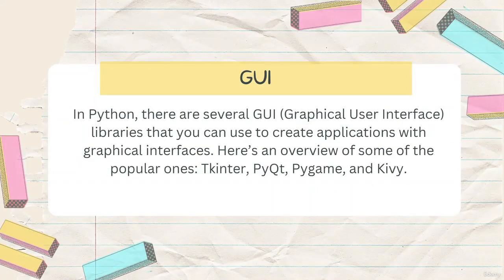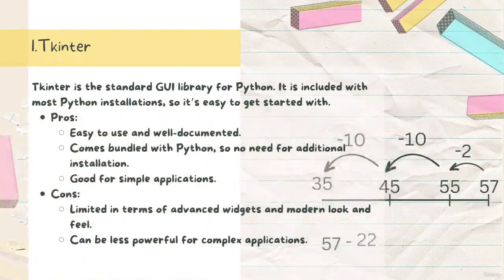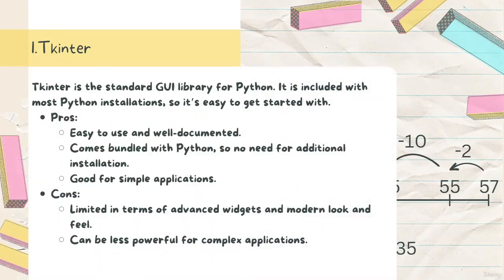So, what is GUI? The full form of GUI is Graphical User Interface. In Python, there are several libraries that you can use to create applications with graphical interfaces. Here's an overview of some of the popular ones, which is Tkinter, PyQt, Pygame, and also Kivy. So, let's start off with Tkinter.